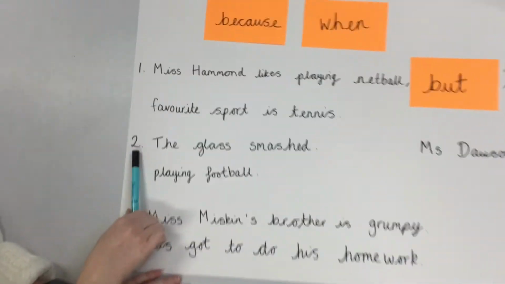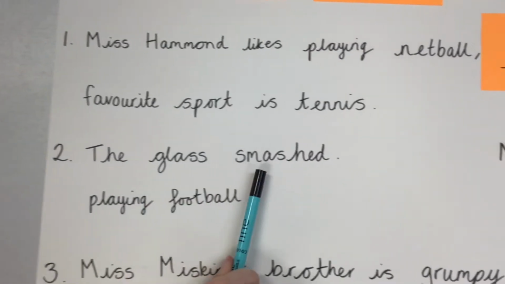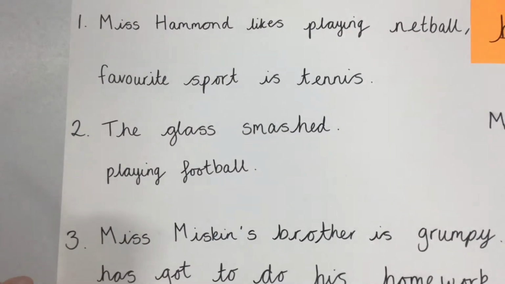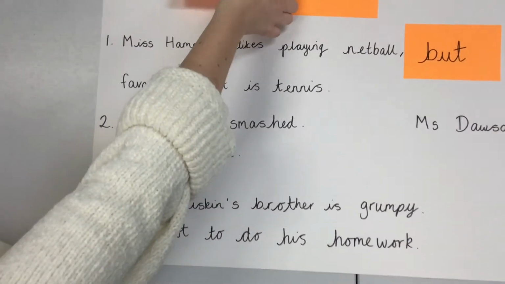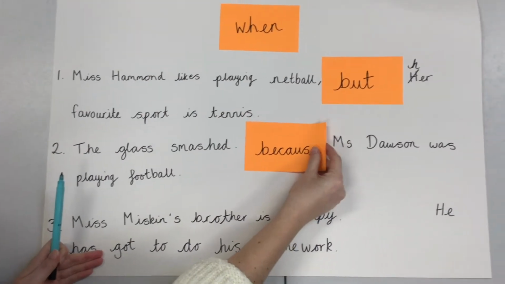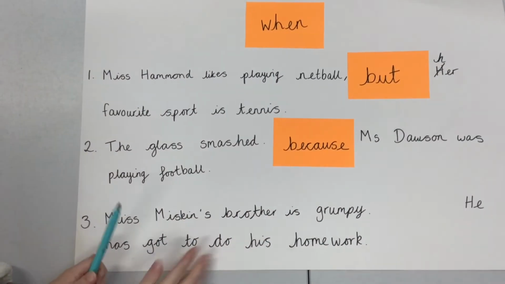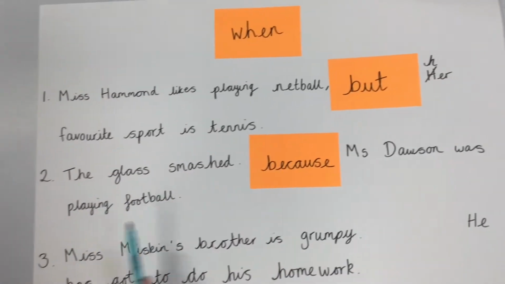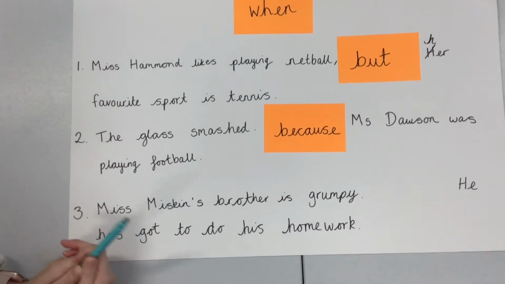Okay, so sentence number 2. The glass smashed. Miss Dawson was playing football. So let's have a look at these conjunctions. Which one can join the sentence together and make it make sense? The glass smashed because Miss Dawson was playing football. Now that one can make sense.